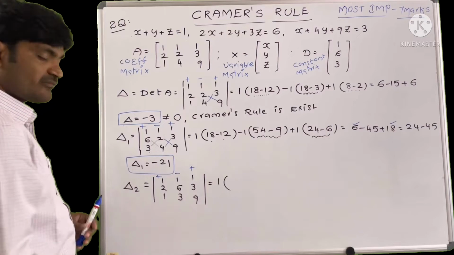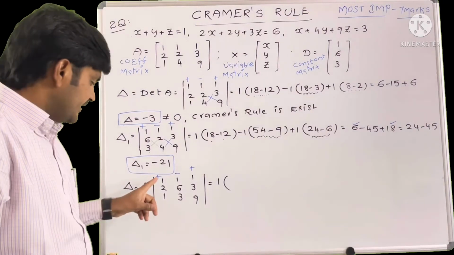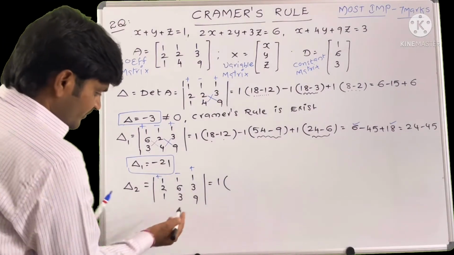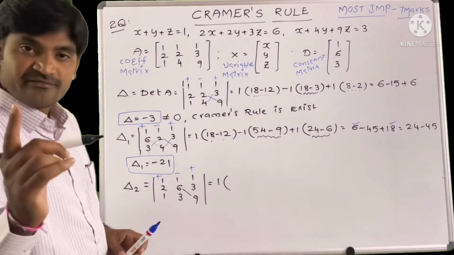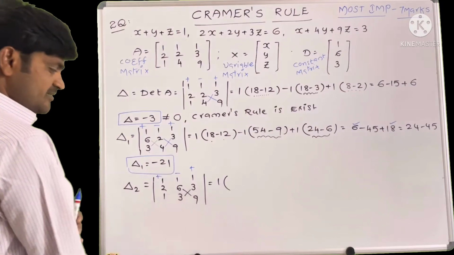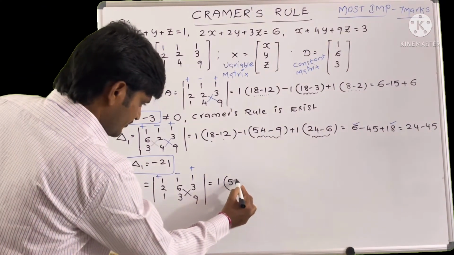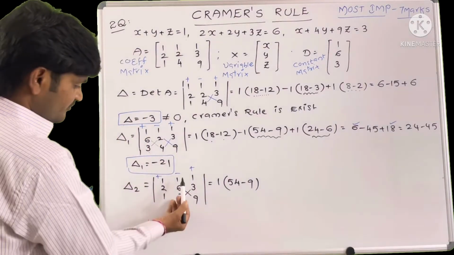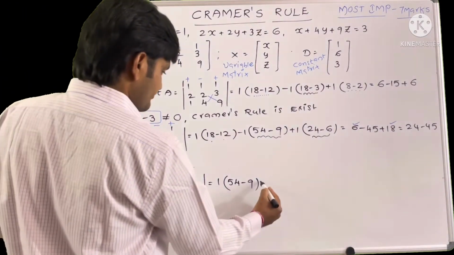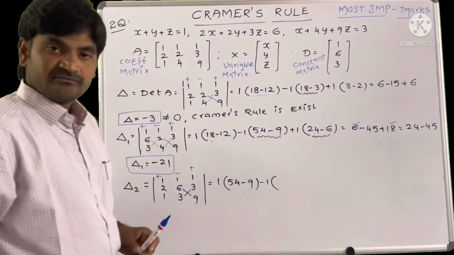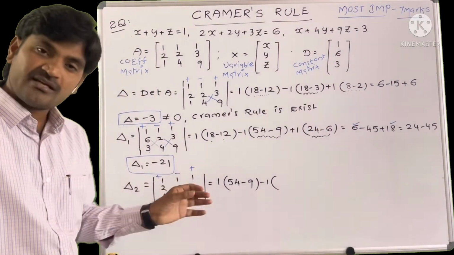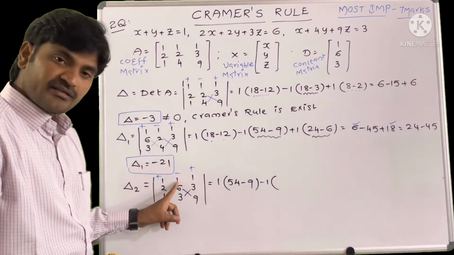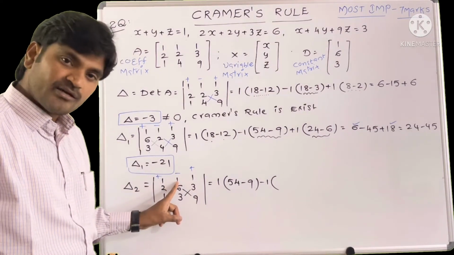1 into, delete this row and this column. So that 6 9s are 54 minus this is 9. 54 minus 9 and next one is minus into one symbol, minus 1 minus into 1, that is minus 1, and same process. So 1 presented, row and column removed.